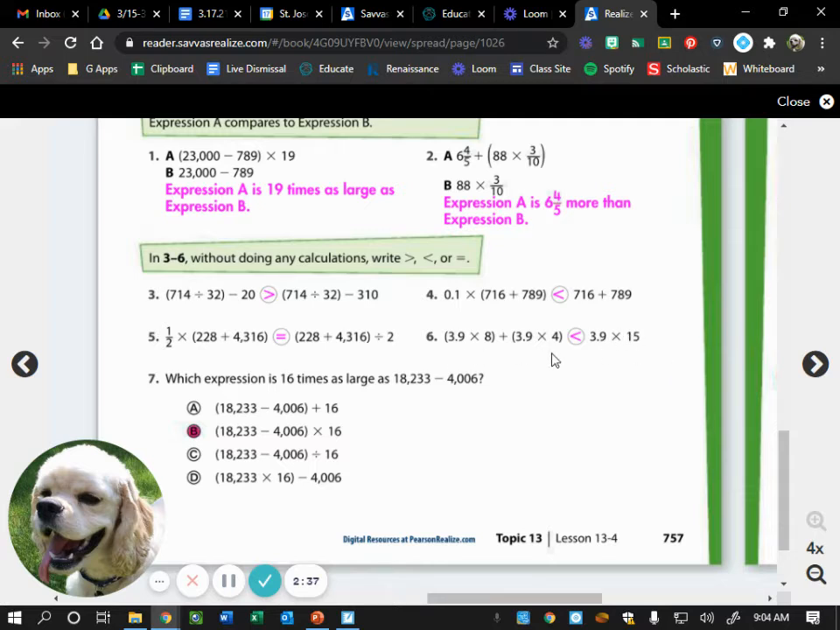Now, when you look at this, you might think, well, we're multiplying 3 9/10 by 2 different numbers over here. So that should be more. However, if we add up 8 and 4, what's 8 plus 4, 5th grade? It's 12. So this is the same as taking 3 9/10 times 12, whereas on this side, we're taking 3 9/10 and multiplying it by 15. So the first expression is less than the second expression.